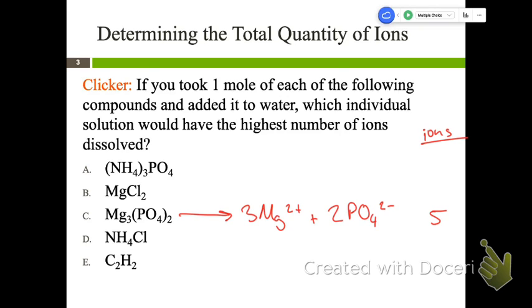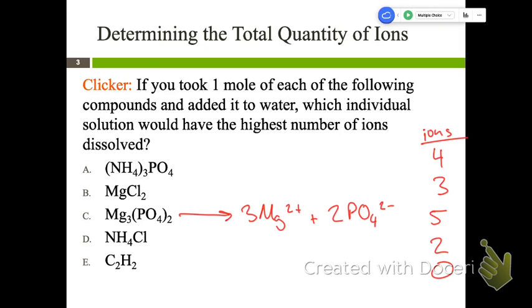So let's go through each one of these. We see we have 3 ammoniums for every 1 phosphate. So if that dissolves, we have 4 total ions. How many do we get with magnesium chloride? 3 ions. What about ammonium chloride? 2. And what about the last one? What do you think about the last one? How many ions do we get if we dissolve that? 3.